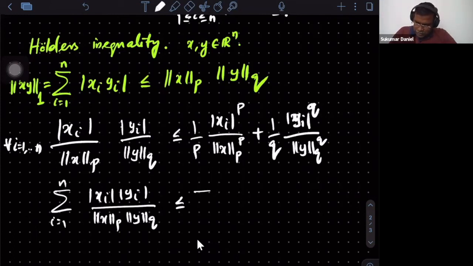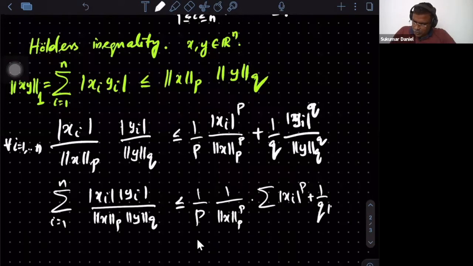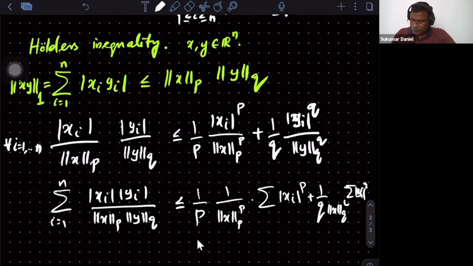So what do I get? It is 1 by p summation, and this also comes out with norm x p power p, and then this you will get as norm of xi power p. Similarly, 1 by q times norm y q power q, and this is norm of yi power q.